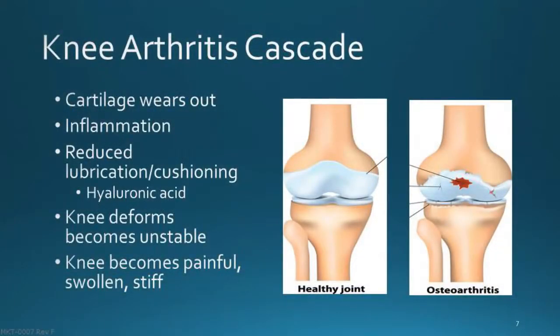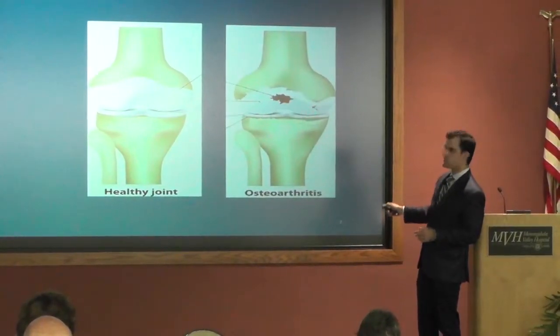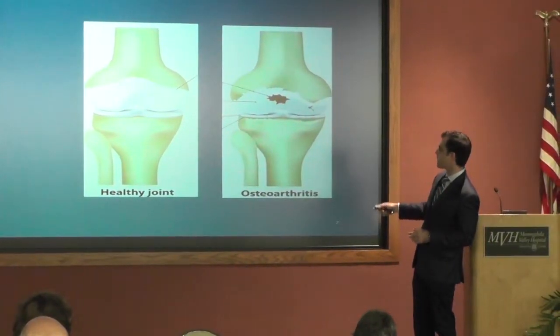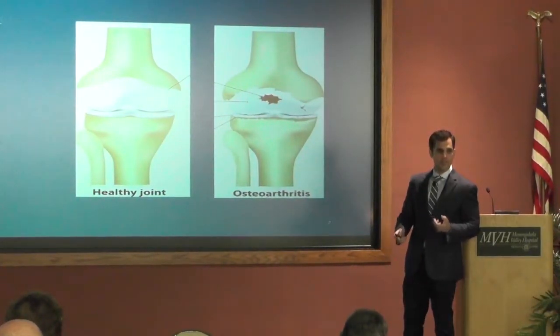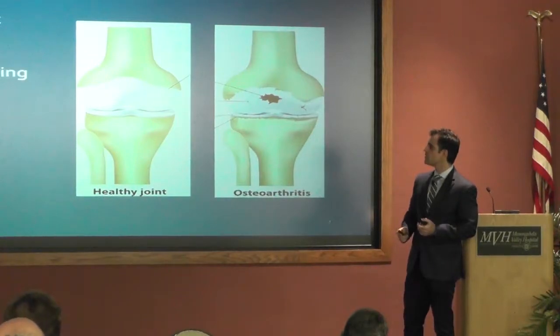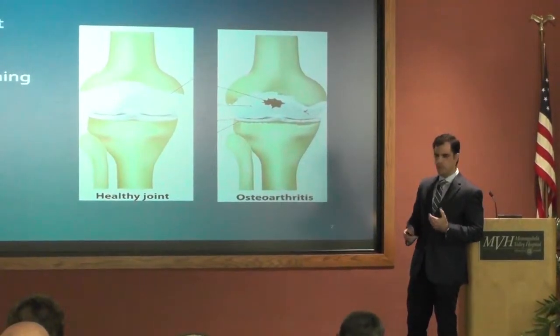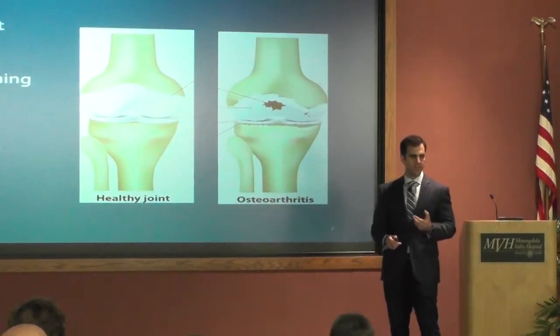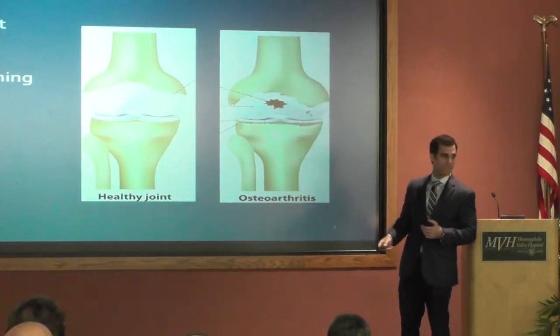Okay? So here's looking at what arthritis might look like. You have nice looking cartilage here shown in white. Arthritis is a breakdown in the cartilage shown over here in red. And there are cracks shown in the cartilage. The cartilage wears out, you get inflammation in the joint. This reduces the lubrication and cushioning in the joint. Something called hyaluronic acid is very important in this, and I'll talk more about that. That's going to be important for one of the treatments that we use.